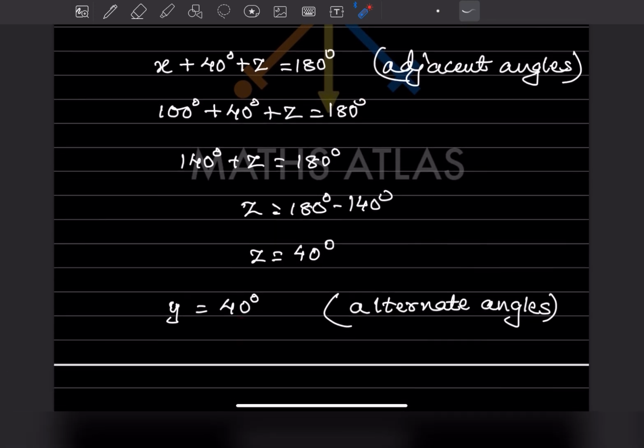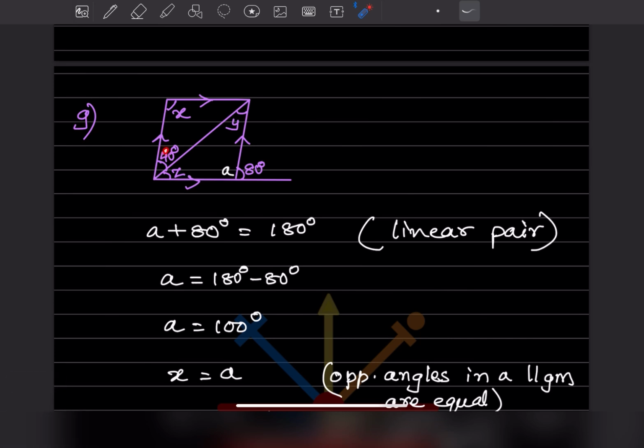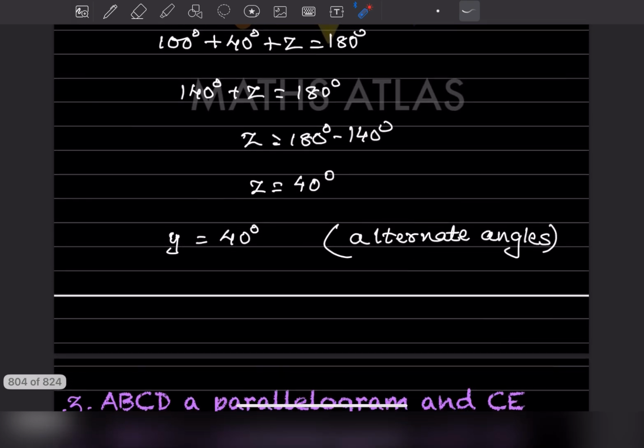Or we can do it the other way also. We can just write here, now this is 40 and this is the alternate angle, because we can consider this one as the transversal. This is 40, so this also should be 40. So the alternate angles. We can do both ways, I showed you both ways. Here I've written for the alternate angles. Anyways, we get 40, so there are different ways of doing it.